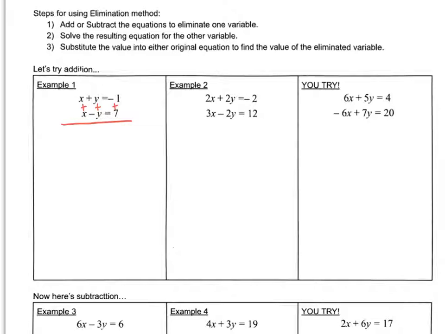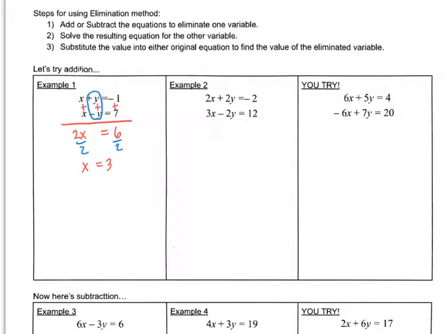So we have x plus x. That's going to give us 2x. And then we have y plus -y. So this whole thing that I'm circling is a 0. A y and a -y added together is 0. You see I have this equal sign right after that. -1 plus 7 gives us 6. Now this becomes a super easy one-step equation for us to solve. All that we have left to do is divide by 2, and x is 3.